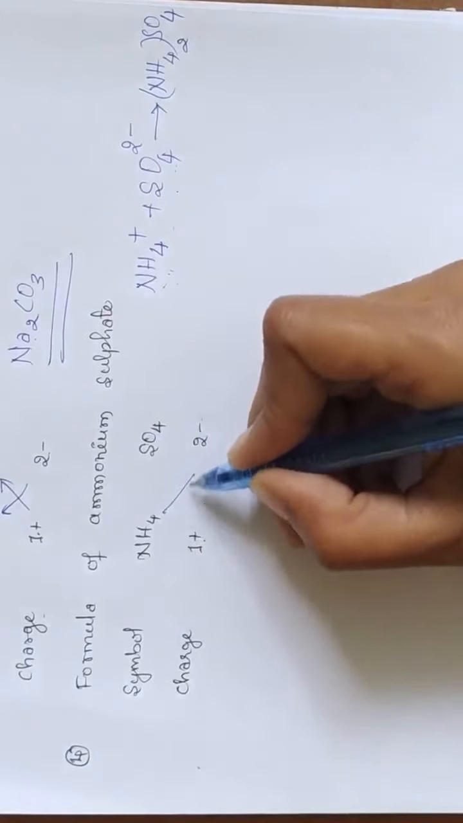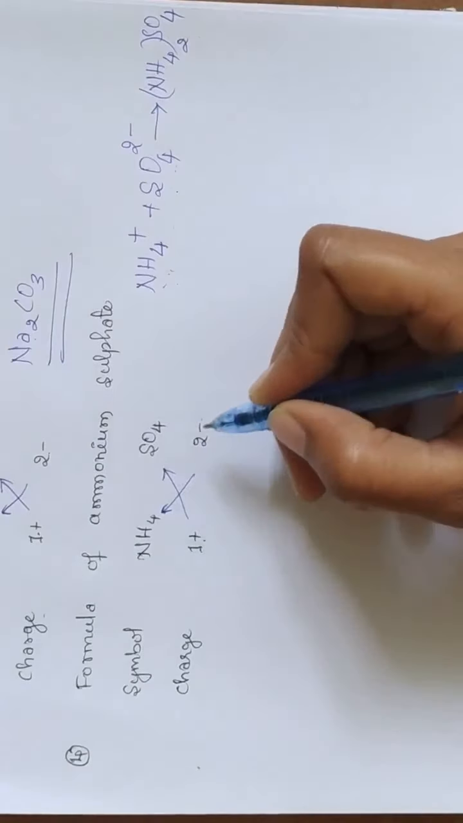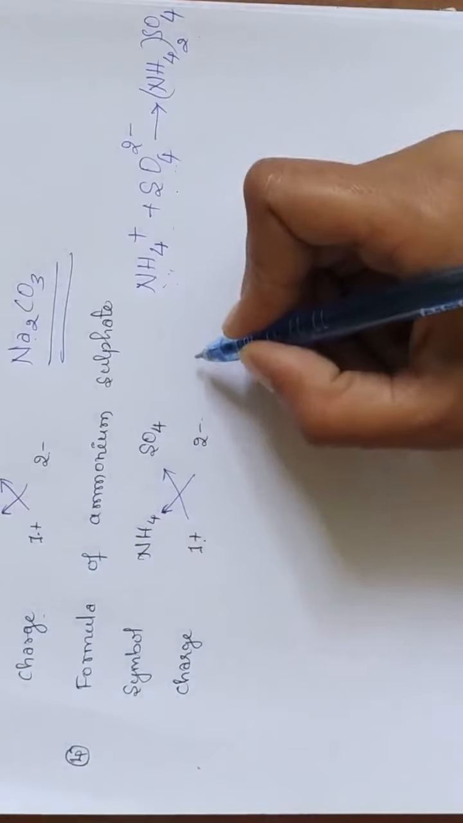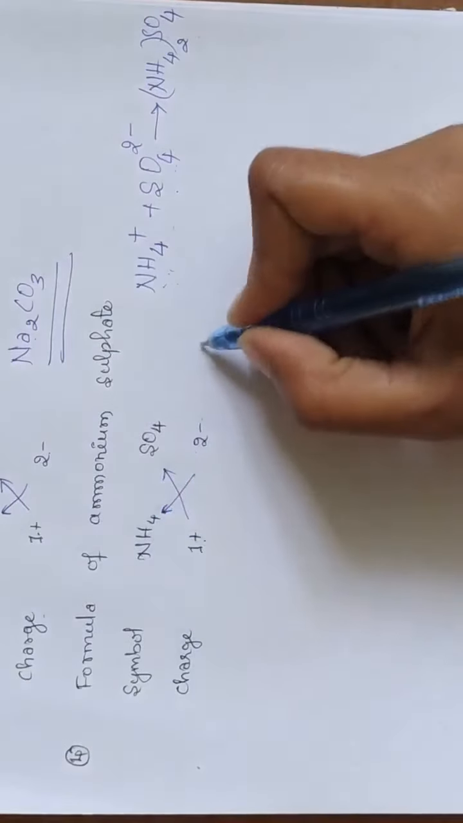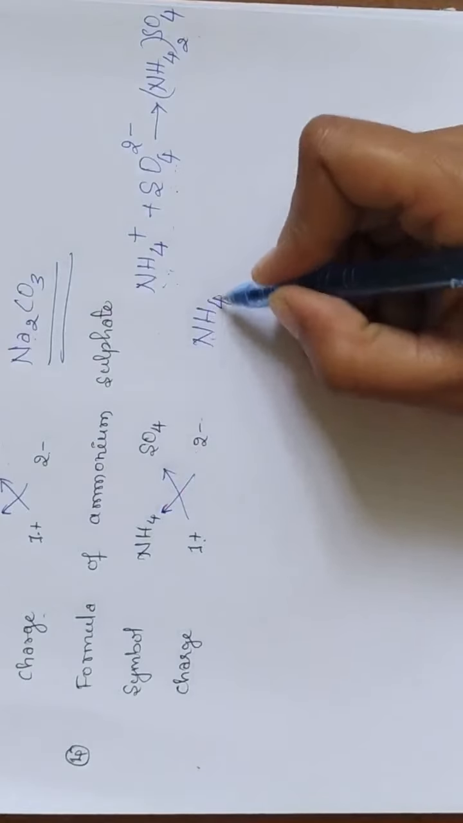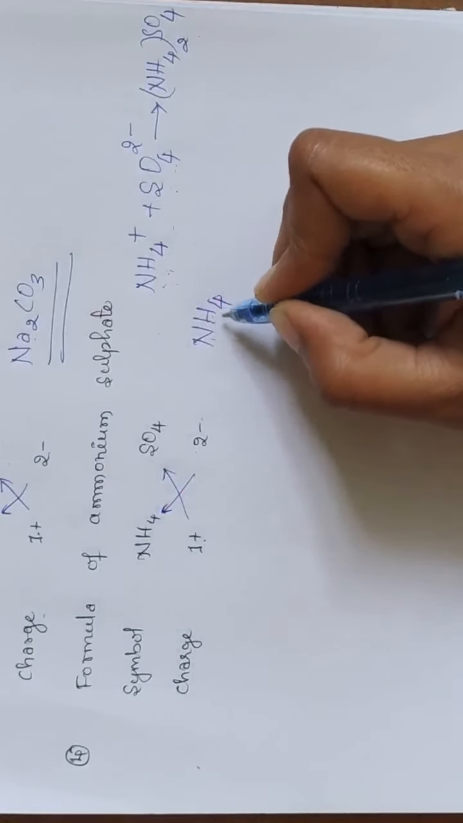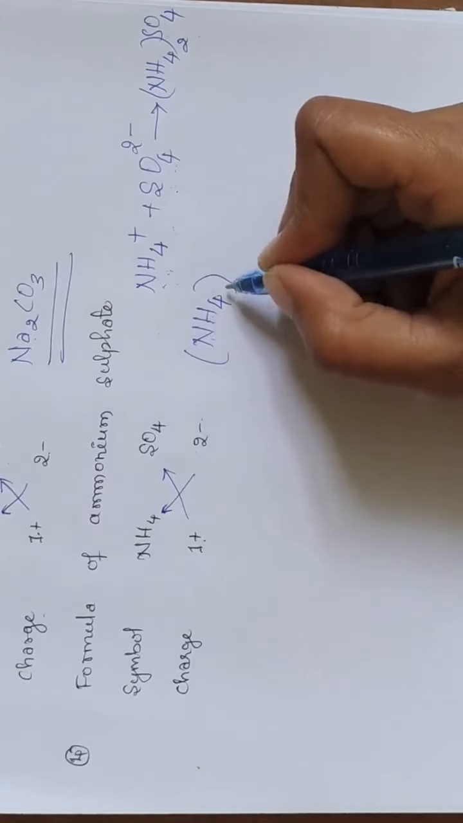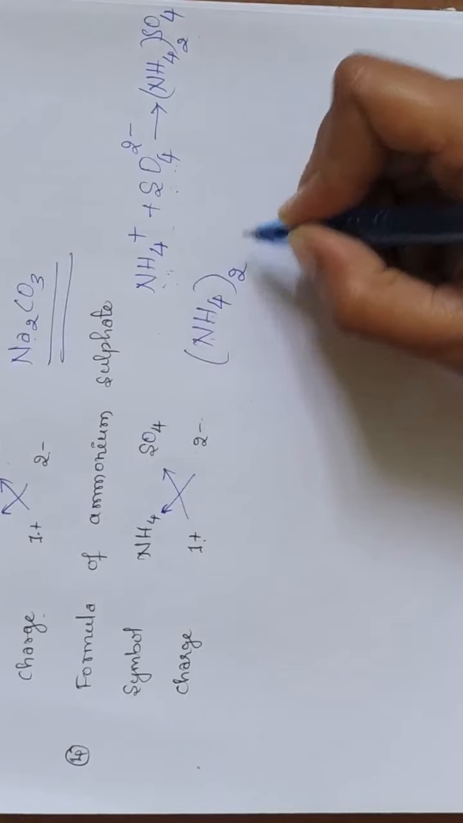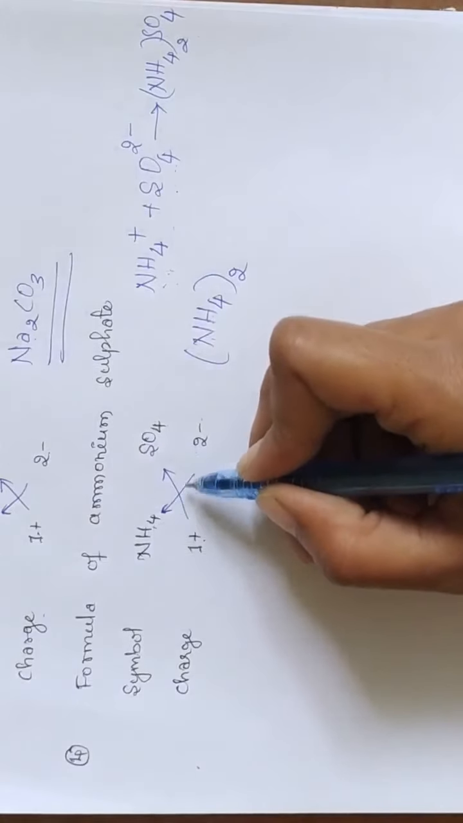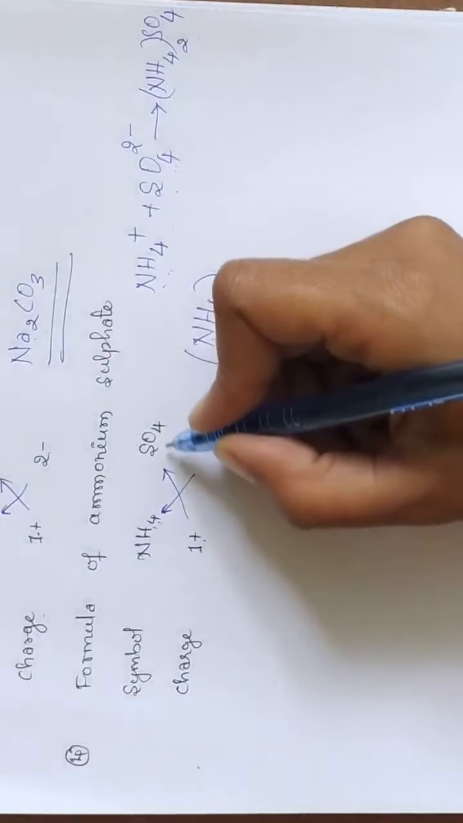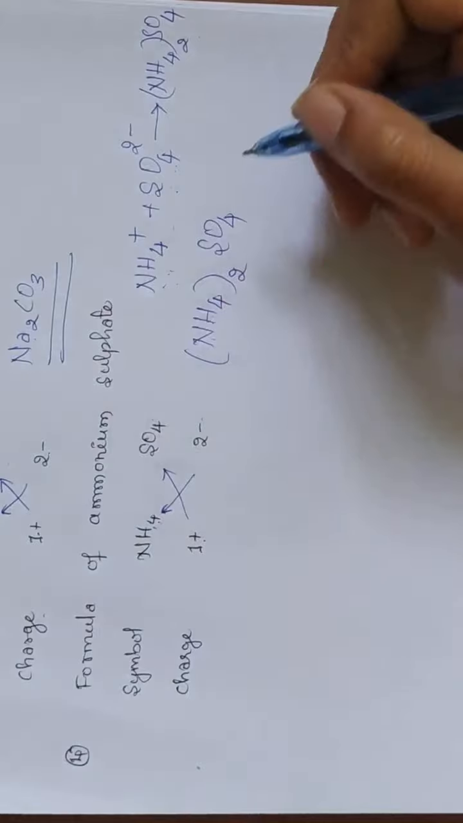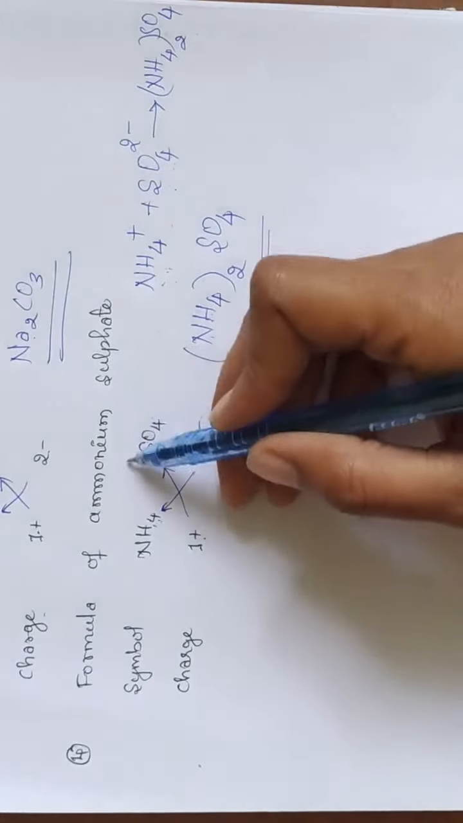Now we have to cross multiply to balance the charges. See here, ammonium NH4 into 2. Children, this ammonium ion is a polyatomic ion, so we have to put ammonium inside the bracket, and outside the bracket we have to write the number of combining ammonium ions. And next, sulfate SO4 into 1, SO4. This is the chemical formula of ammonium sulfate.